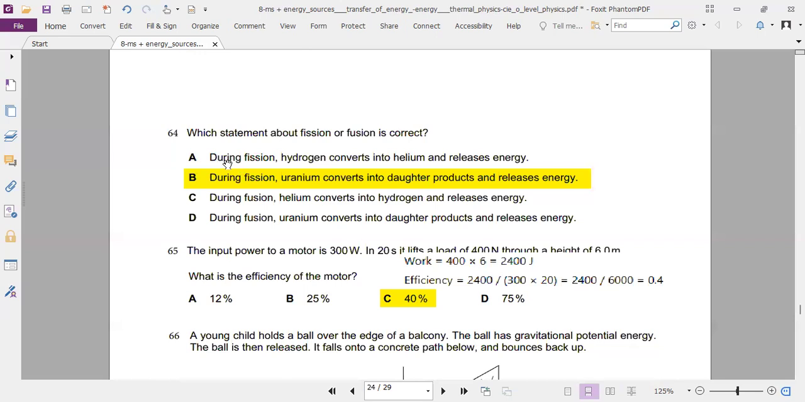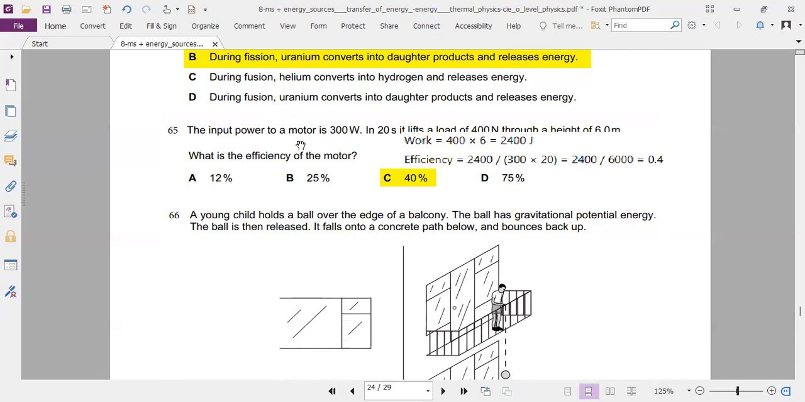Let's see how they are wrong. During fission, hydrogen converts into helium. No, fission does not do this. During fusion, helium converts into hydrogen. No, it is the hydrogen that is actually converted into helium. And during fusion, uranium does not do this.